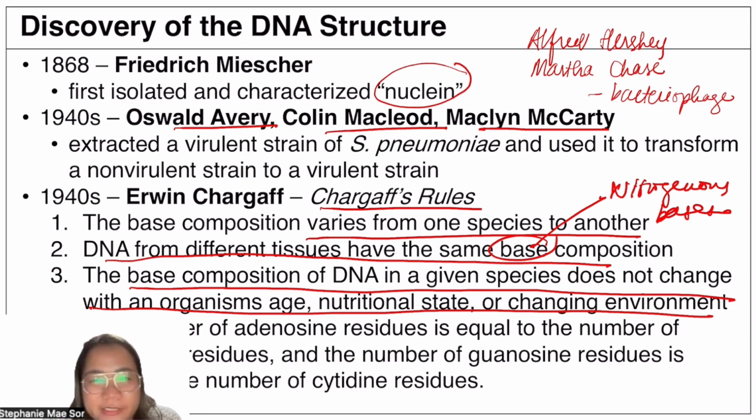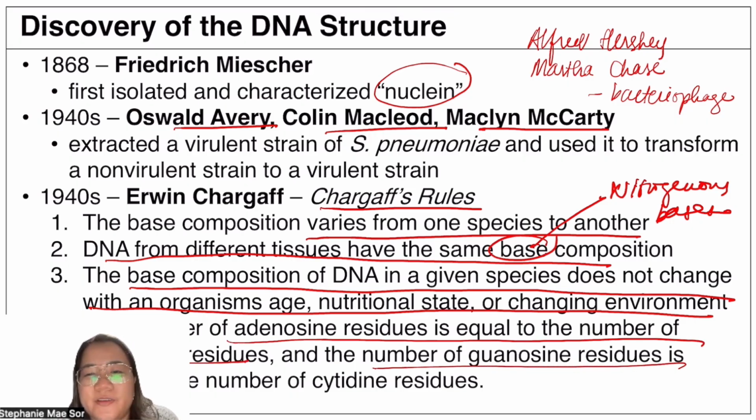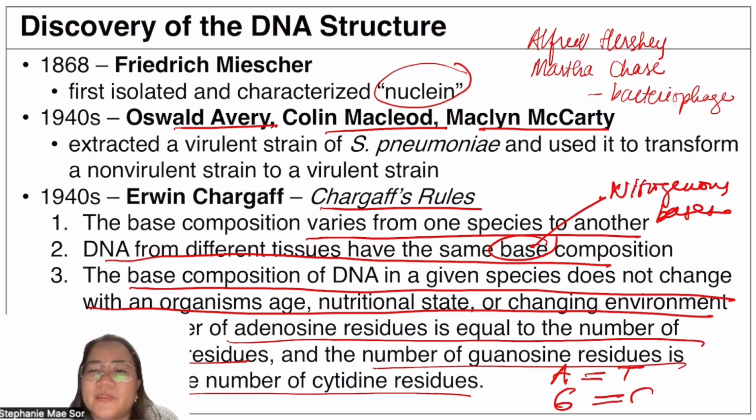So, in all cellular DNAs, the number of adenosine is equal to the number of thymidine residues, and the number of guanosine residues is equal to the number of cytosine residues. So, adenine is equal to thymidine. Guanosine is equal to cytidine.